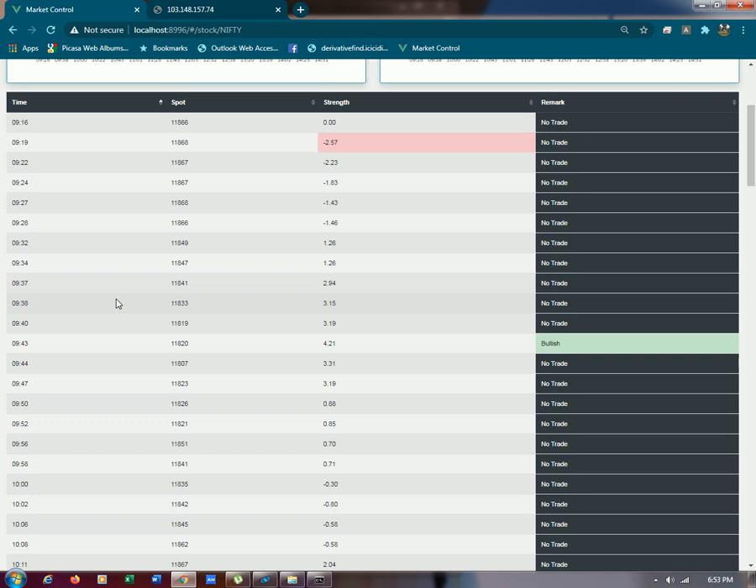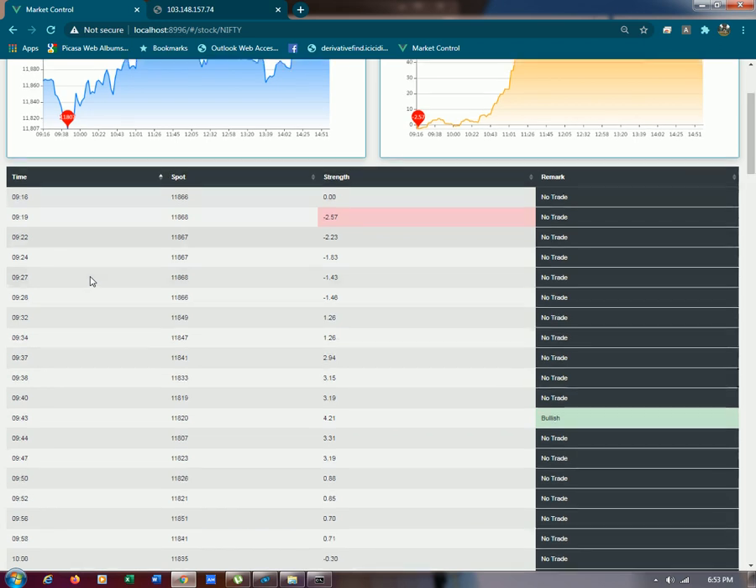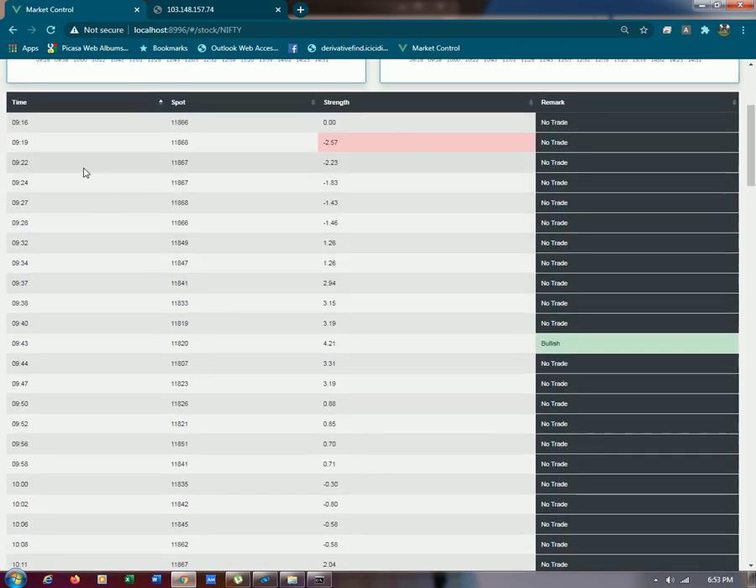And this is another important thing. Minute movements of the market are captured here, and in this table you will see time, spot, strength, and remark. You don't need to see time and spot; you are concerned only with column number 3 and column number 4, that is strength and remark. How to see this strength? Here you can see at 9:19 am the strength has formed red colored, and then the red color has stopped.